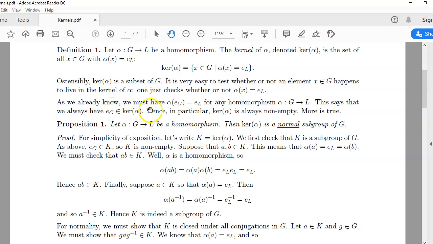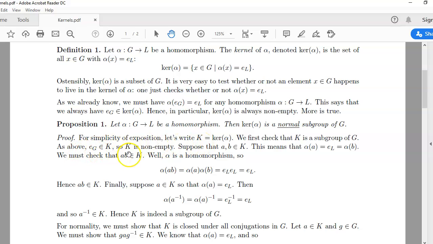Now notice that we've already proven that alpha of the identity in G has to be the identity of L. So there you go. There's an element that has to live in the kernel. So no matter what your homomorphism is from G to L, the identity in the domain group has to be in the kernel. We proved that last time. And so the kernel is always not empty, and I'm not going to run into this issue with subgroups. To make the exposition easier to follow, instead of writing Ker alpha a million times, let me just call it big K for right now.